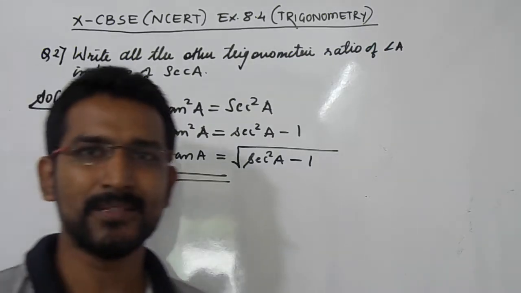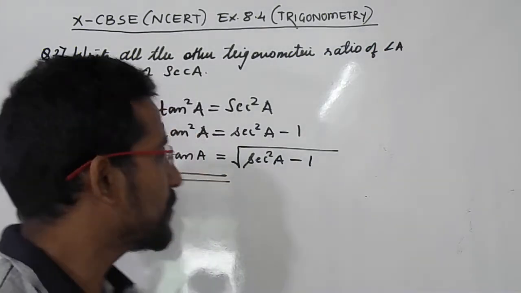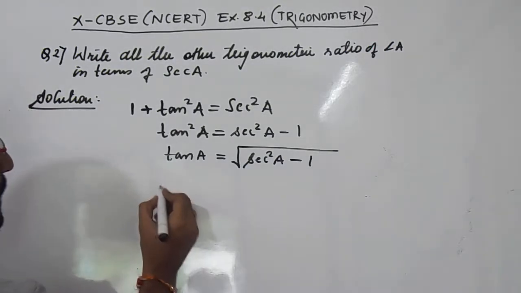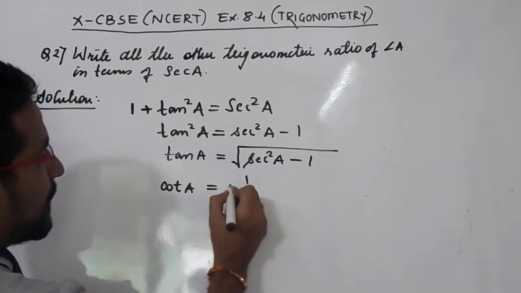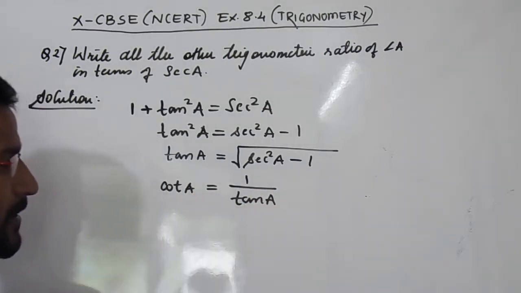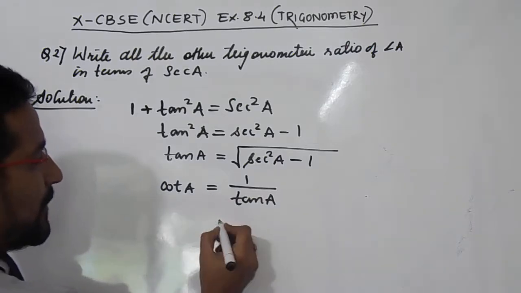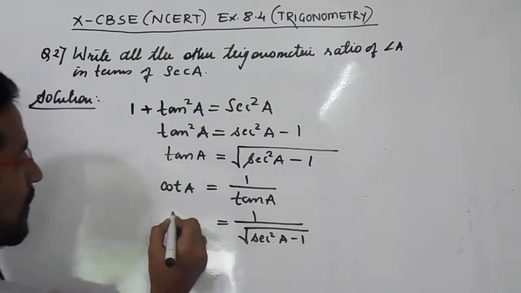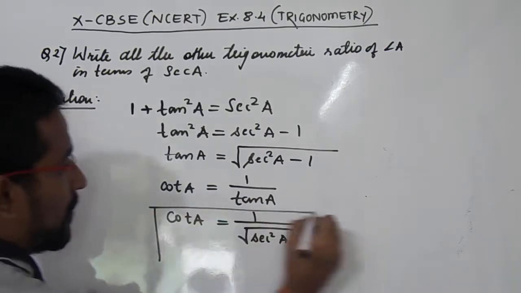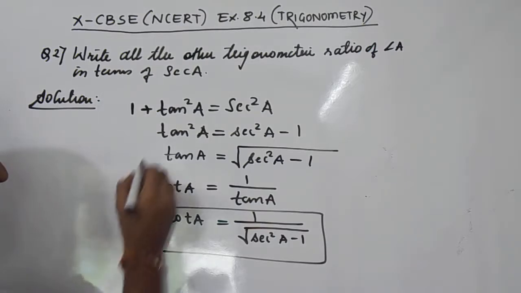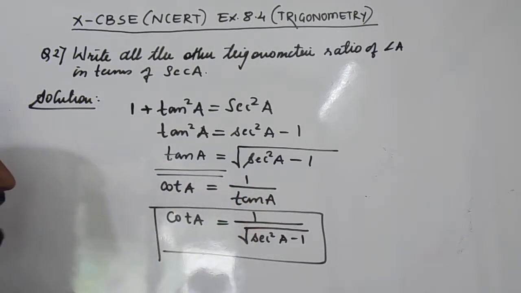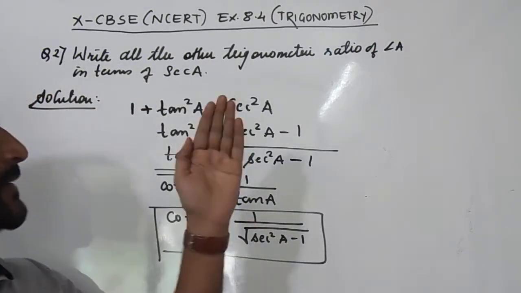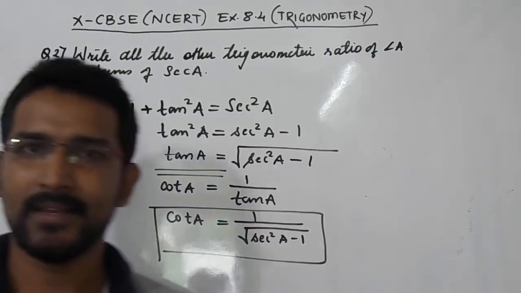Now we also have to express cot. We have already studied that cot and tan are reciprocals of each other. So cot A is nothing but 1 upon tan A. So if tan A is equal to this, cot A will be 1 upon root of sec square A minus 1. So that is cot A in terms of sec A, and this is tan A in terms of sec A. So this is how we can relate the different trigonometric ratios with sec A.